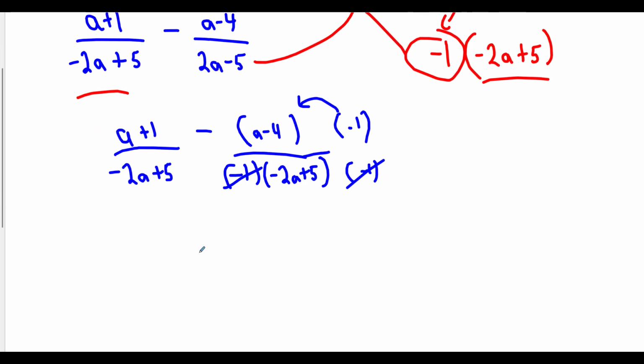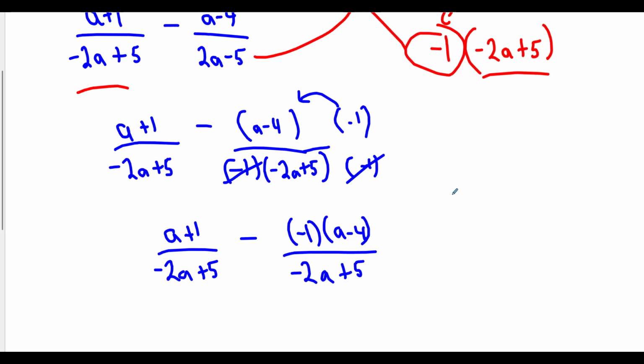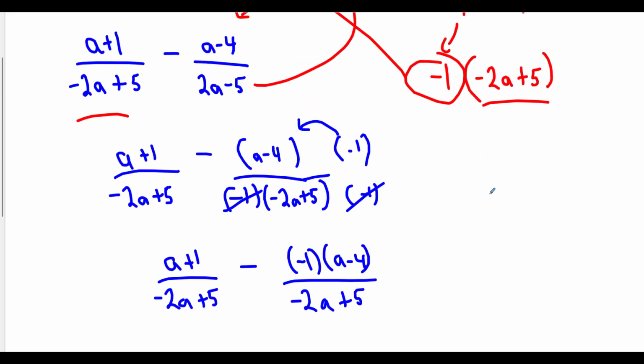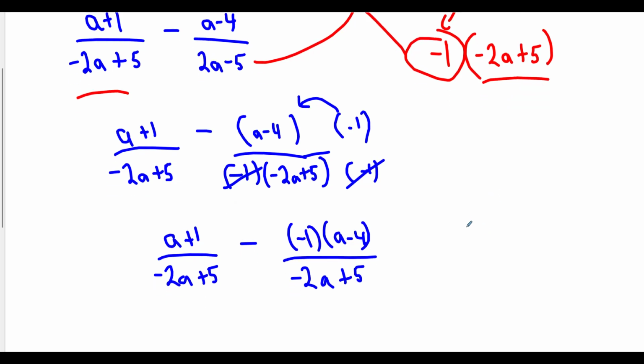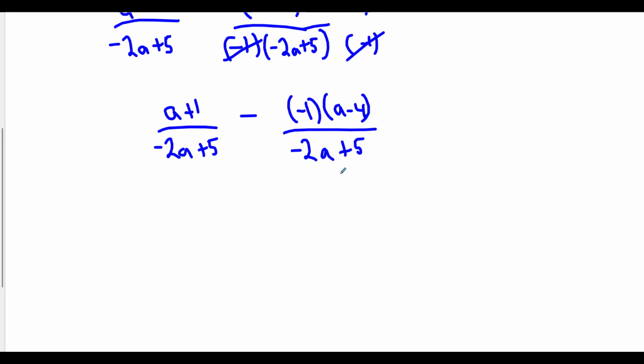So now this whole thing becomes a plus 1 over -2a plus 5 minus -1 times a minus 4 over -2a plus 5. And now at this moment, both denominators are exactly the same. And I did it in a bunch of multiple steps. You can do this in one step, but I wanted to show all my work, because we're learning at this point, and some of you maybe, it's useful to see the middle steps. But now that I have this, I can combine the fractions, common denominator, right?